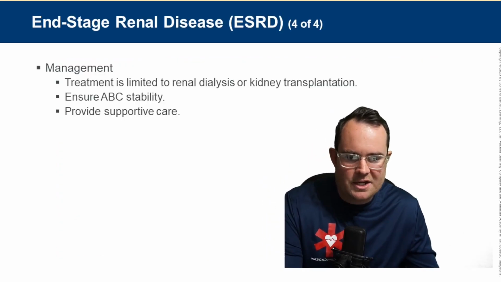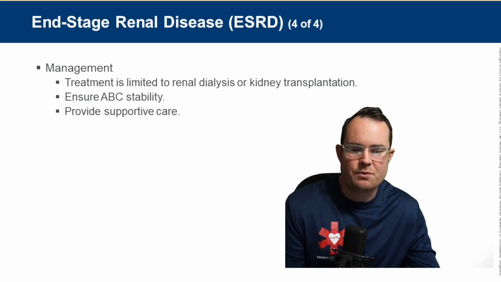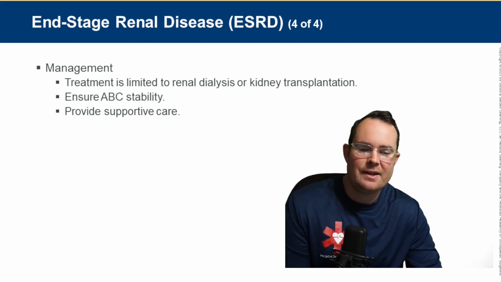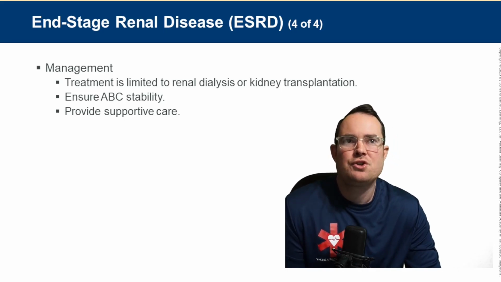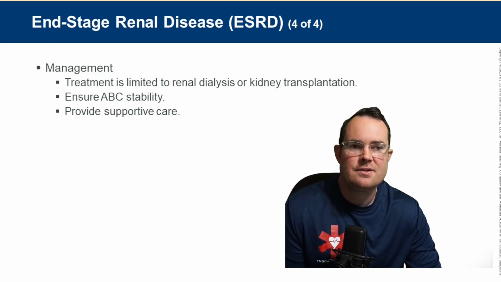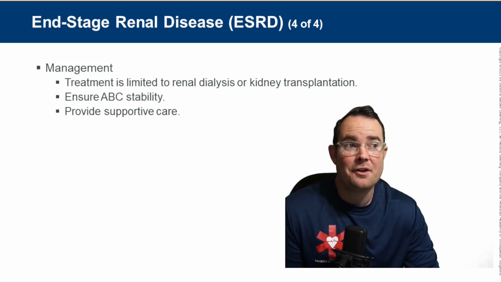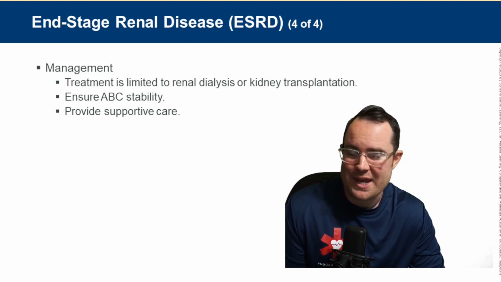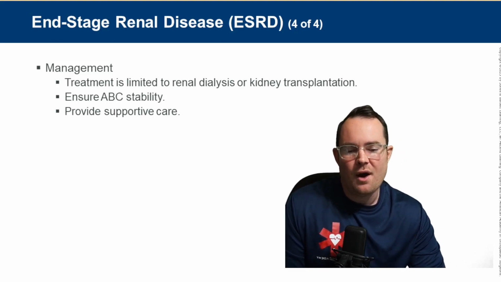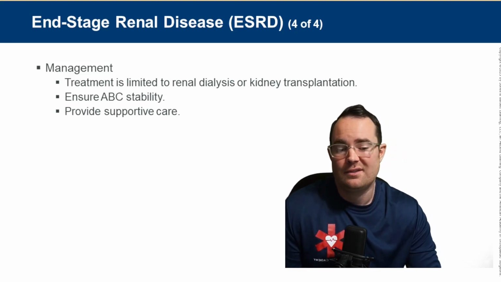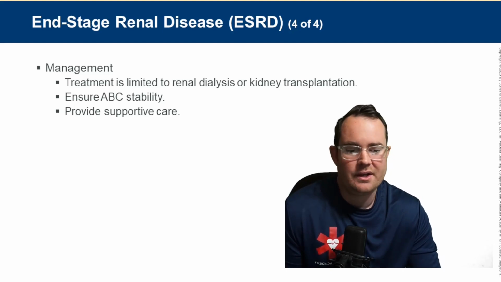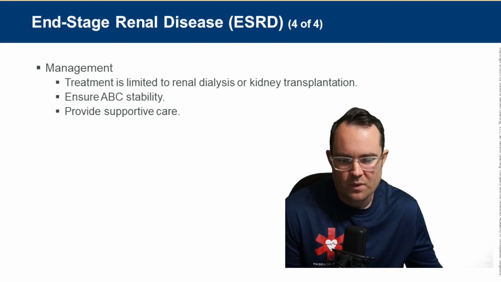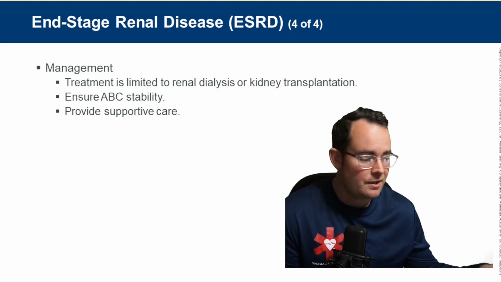Jumping in, some management it talks about: treatment is limited to renal dialysis and kidney transplant. So this is how do they treat end-stage renal disease? Not necessarily how do they treat patients with an abnormal EKG. This is treatment of the actual end-stage renal disease: the patient needs dialysis or they need a kidney transplant, period. All right. Nothing really else that we can do.